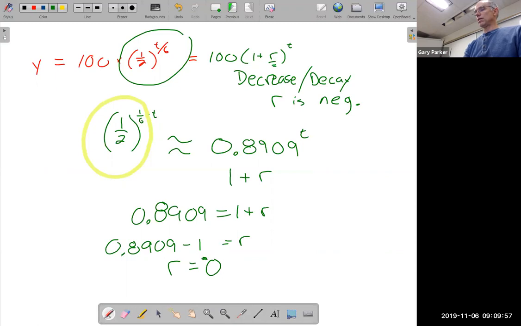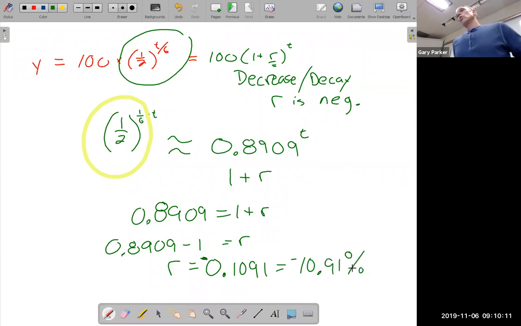And it's a negative, right? A decrease, a drop, which we could say is about negative 10.91%. So anytime we have a half-life, we can turn it into a percent decrease. Anytime we have a percent decrease, we could also turn it into half-life. That's it for now.